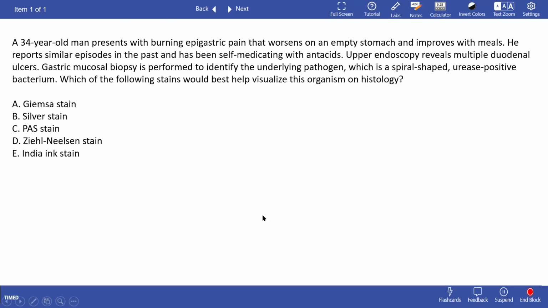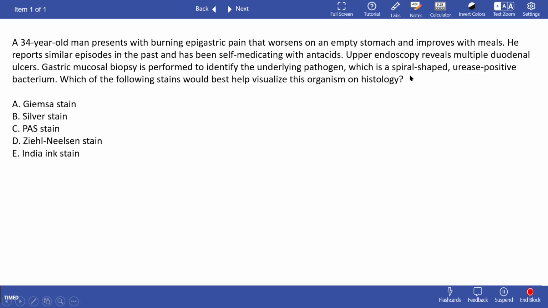A series of cases will be presented to you and reasoning will be provided for you to best understand that question. Now, which of the following stains would best visualize this organism on histology? A 34-year-old man presents with burning epigastric pain that worsens on an empty stomach and improves with meals. He reports similar episodes in the past and has been self-medicating with antacids. Upper endoscopy reveals multiple duodenal ulcers, and gastric mucosa biopsies are performed to identify the underlying pathogen, which is a spiral-shaped urease-positive bacterium.